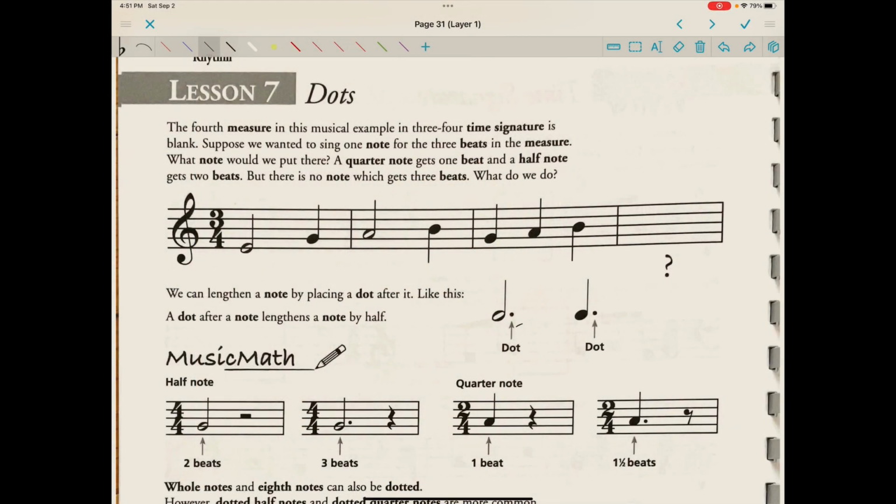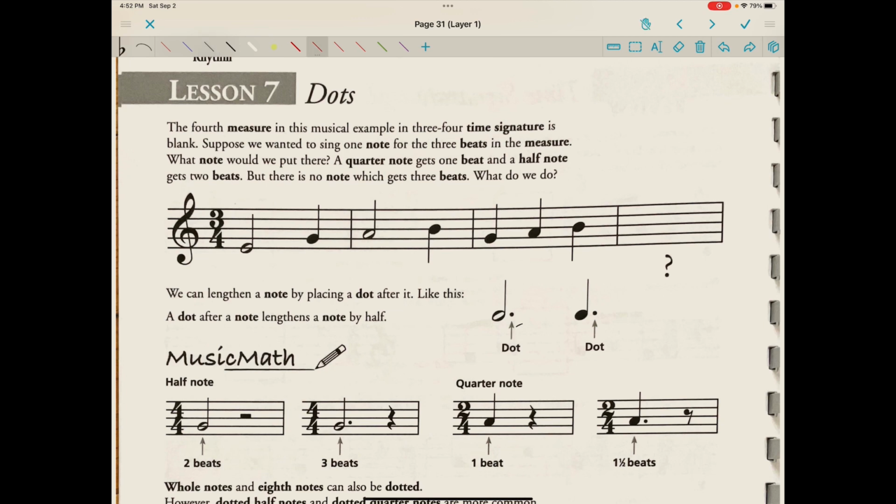We are on Unit 2, which is our rhythm unit, Lesson 7, dots, which is really referring to dotted note values. So let's just begin by reading together. The fourth measure in this musical example in 3/4 time signature is blank. Suppose we wanted to sing one note for the 3 beats in the measure. What note would we put there?